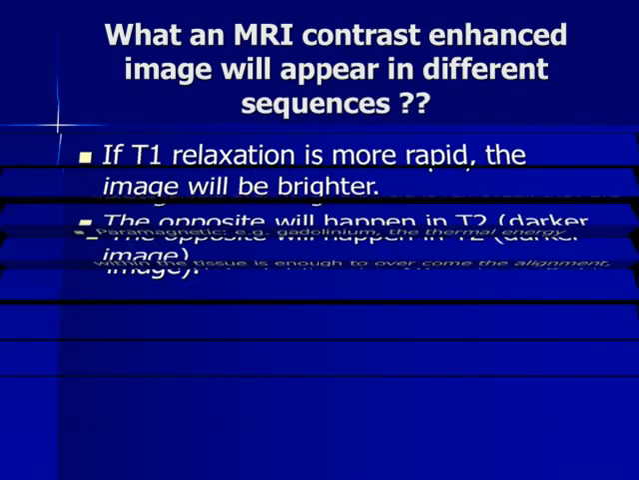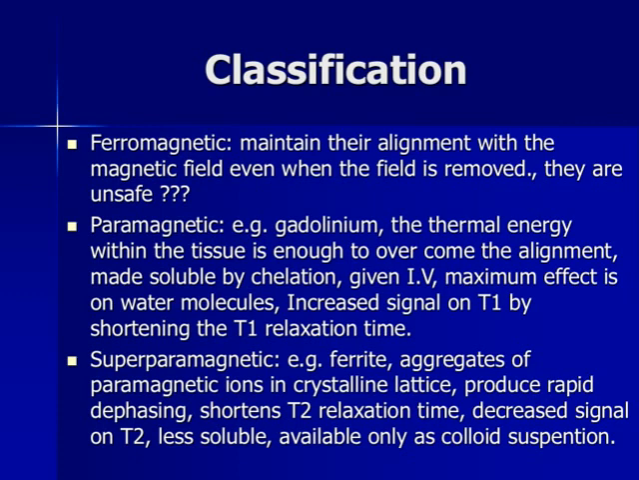Okay? So they are classified into three types: ferromagnetic, paramagnetic, and superparamagnetic contrast media in MRI. The ferromagnetic, they maintain the alignment with the field even when the field is removed. They are unsafe. They have some chemical problems, not used. We don't use it. The ferromagnetic.